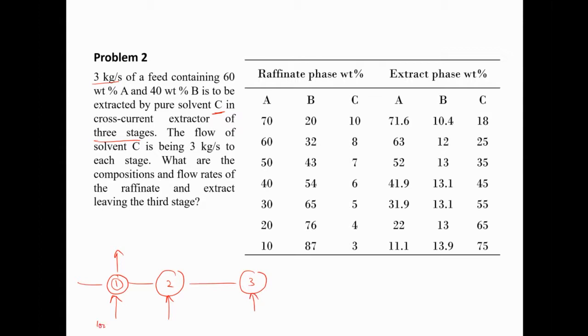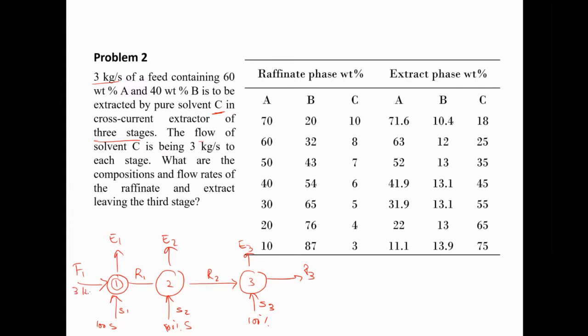So here, 100% solvent, and here also 100% solvent. So if I want to label these, I will say this is my feed 1, and this is going to be R1, and this is going to be R2, and this is going to be R3, and this is going to be E1, and this is going to be E2, and this is going to be E3. Extract, extract, extract. And this could be solvent 1, solvent 2, solvent 3 if they are different in values.